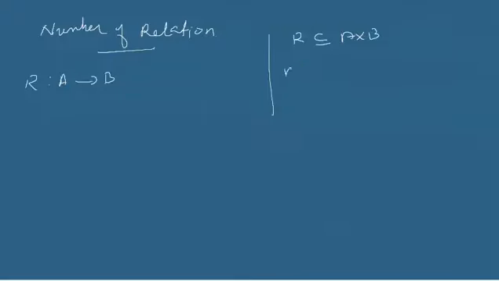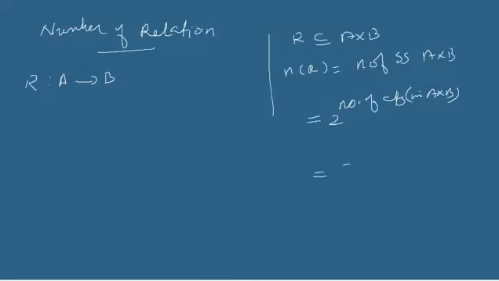Or in other words, the number of relations will be the number of subsets of A cross B. Now, how many subsets are there for A cross B? That is nothing but 2 raised to the number of elements in A cross B. So the number of subsets of A cross B is equal to 2 raised to the number of elements in A cross B. The number of elements in A cross B is equal to n of A into n of B.